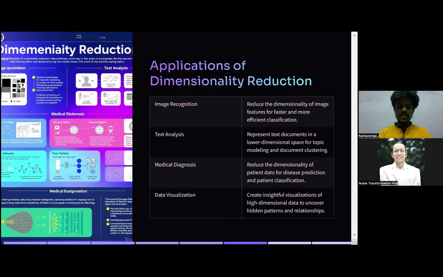Okay. Next is text analysis. Represent text document in a lower dimension space for topic modeling and document clustering. Guys, these two things till now are very important and a very booming field. Topic modeling, whenever you are having some models which can create a topic out of a huge volume of data, that is called topic modeling. So what happens is it is reducing a dimension, right? From a higher volume of data, it is reducing to a volume like a text, like a title.